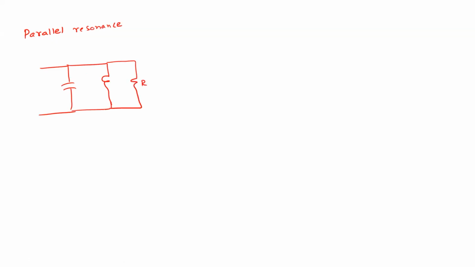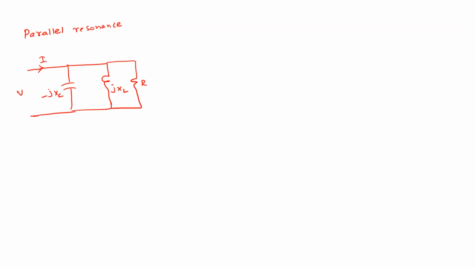Say this is R, this is jXL, and this is minus jXC. This is energized by some voltage source V, and here you have circuit current I. Since this is a parallel circuit, we need to solve this by using admittances.